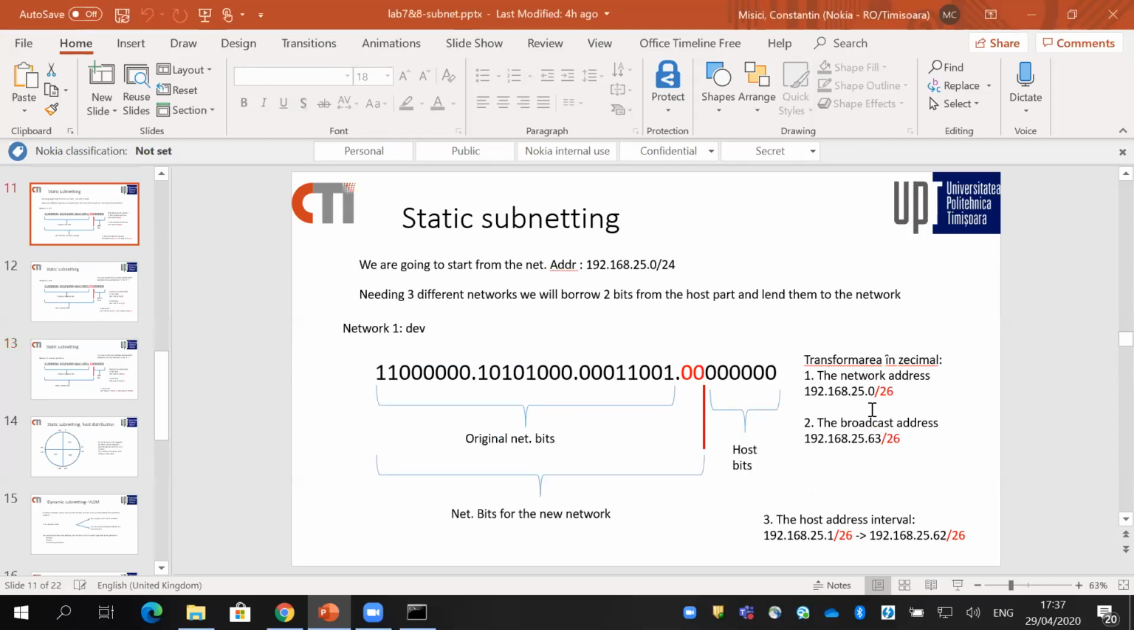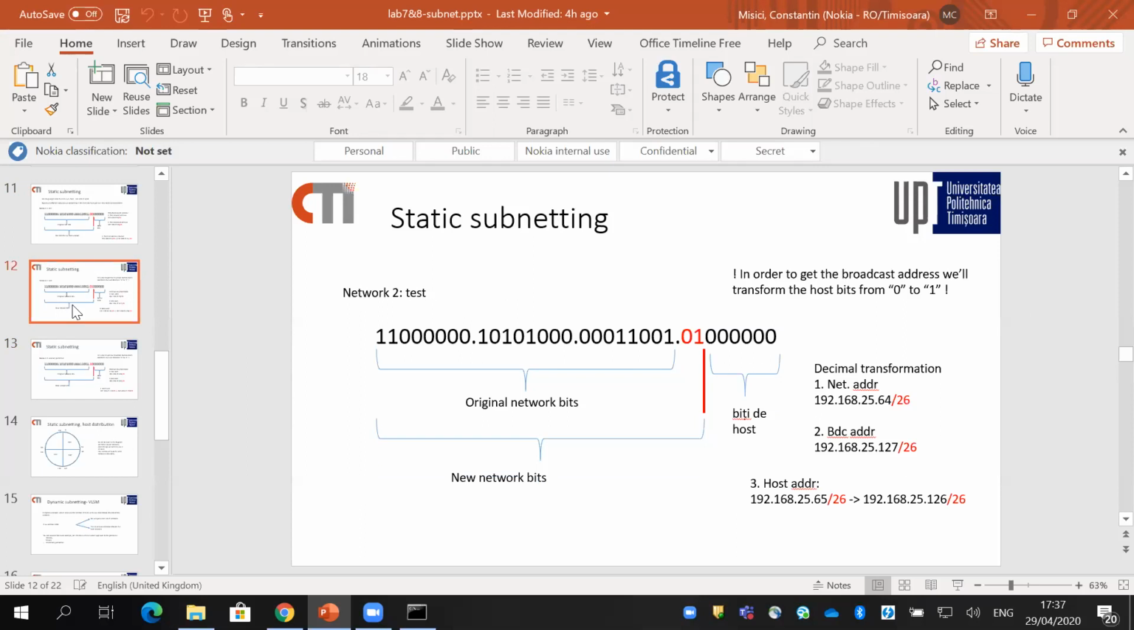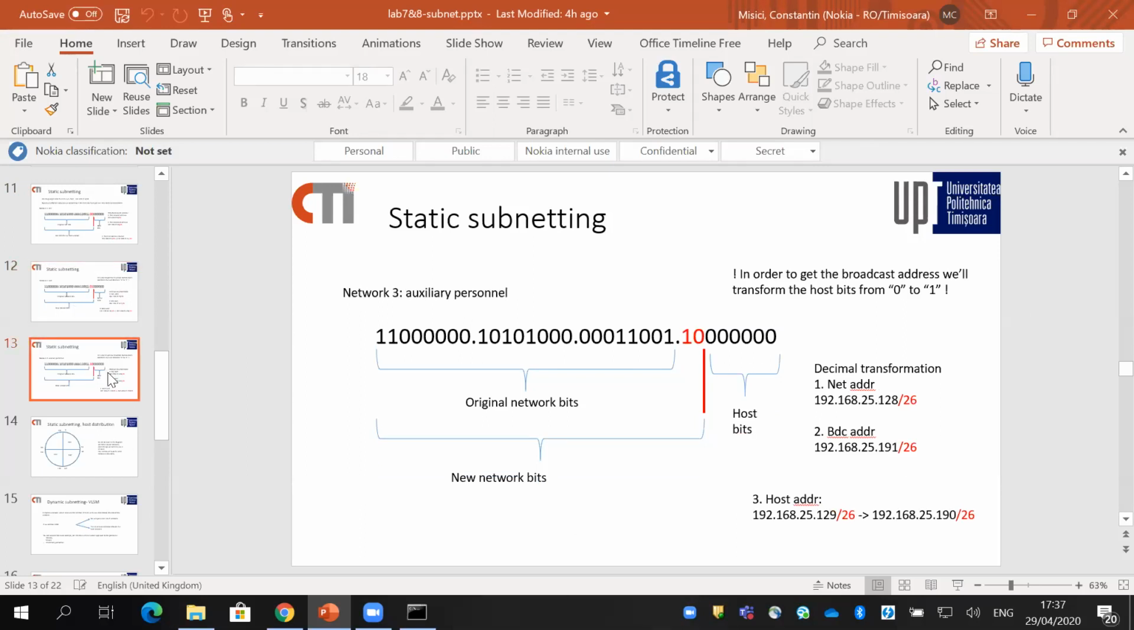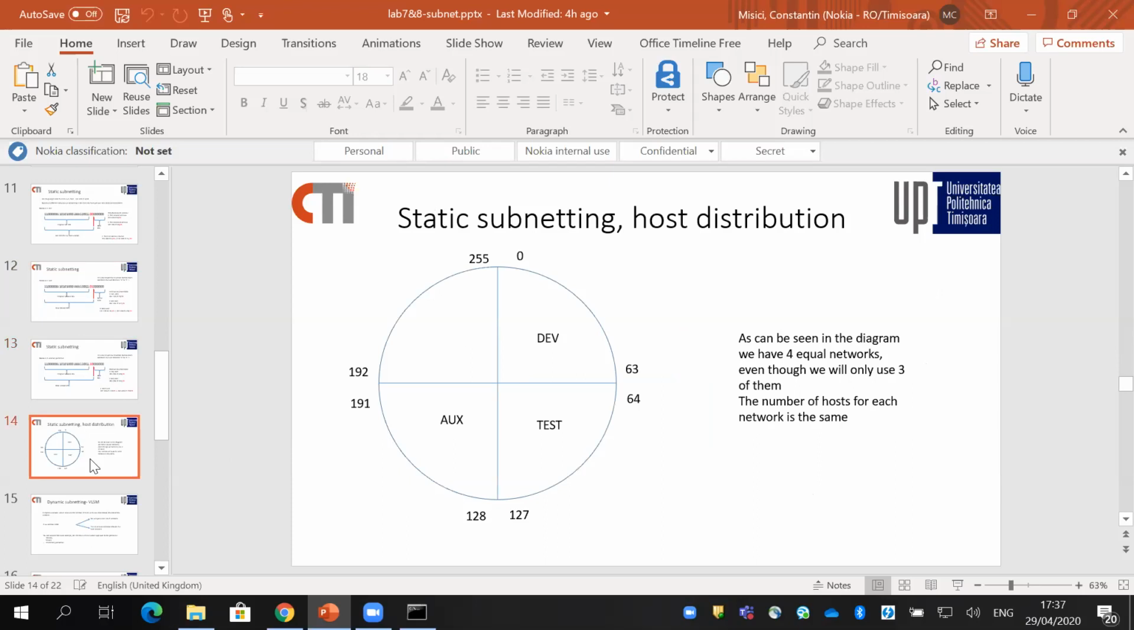the network mask for the new networks is /26 for the devs, /26 for the testing environment, and /26 for the auxiliary personnel. That means that each of these networks has the same number of maximum hosts within the network. And this is a representation of the number of hosts per network. Tell me, do you believe that this particular arrangement, namely we have just as many auxiliary personnel as we have developers, is viable for a software development company?